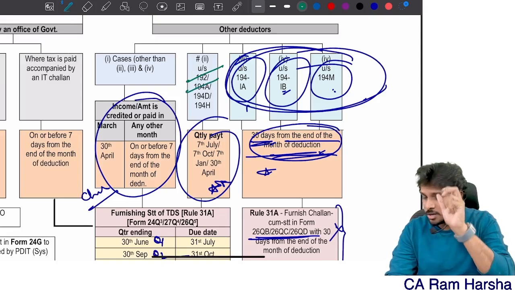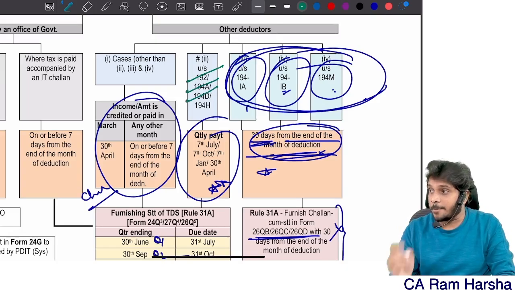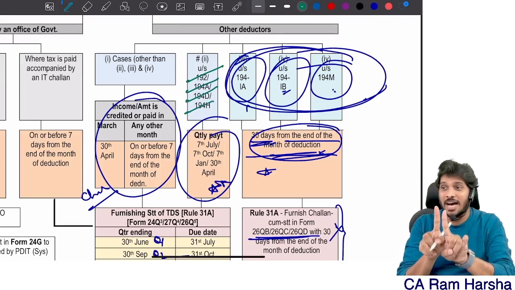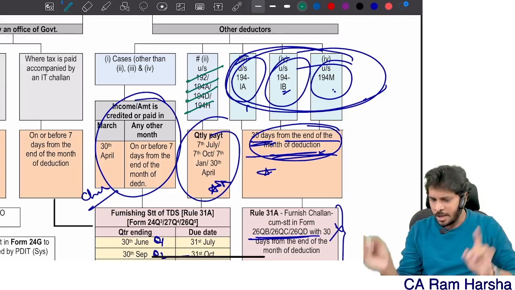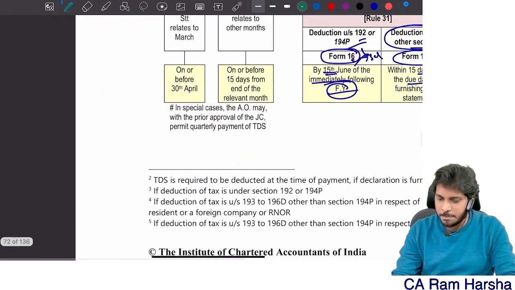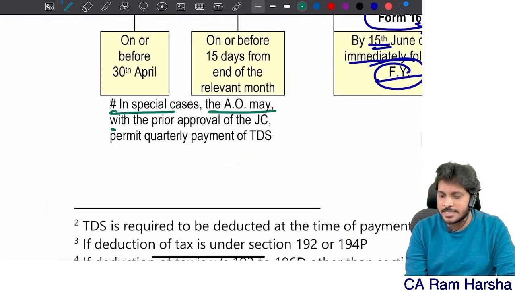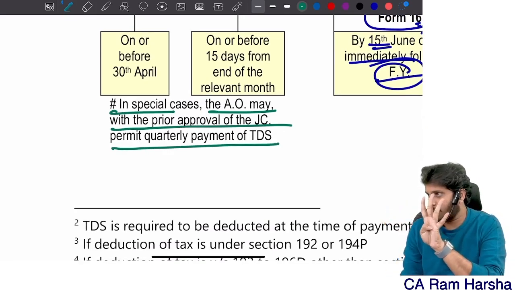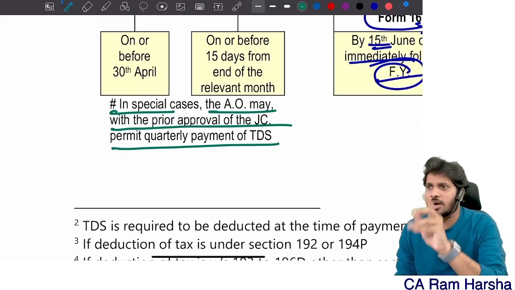194D, insurance dividend, 194D dividend, 194 it's commission other than insurance commission. For these 4 sections, in special cases the AO may give a quarterly payment option for these 4 sections only. Are you getting it? For these 4 sections, quarterly payment.